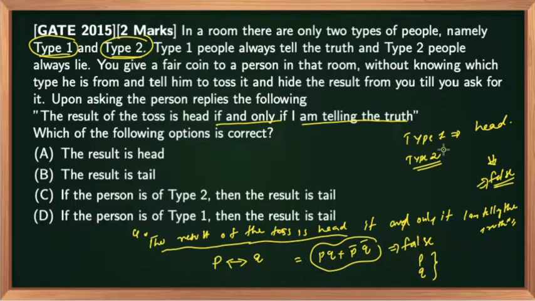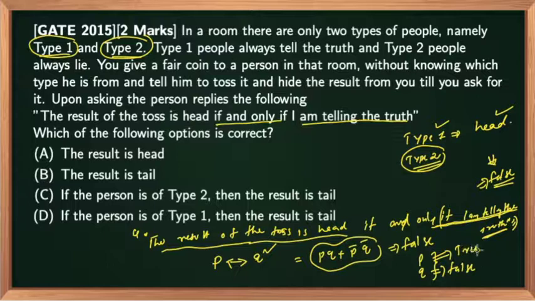Now we assumed it's a type 2 person, because for type 1 we know the toss is heads. So we assumed it is a type 2 person. That means if I am telling the truth, this is false because he is a type 2 person, so he cannot tell the truth. That means Q is false. Because the other statement should be false, that means if Q is false, then the statement P should be true. So what is the statement P? The result of the toss is heads. So listen to what I am saying.